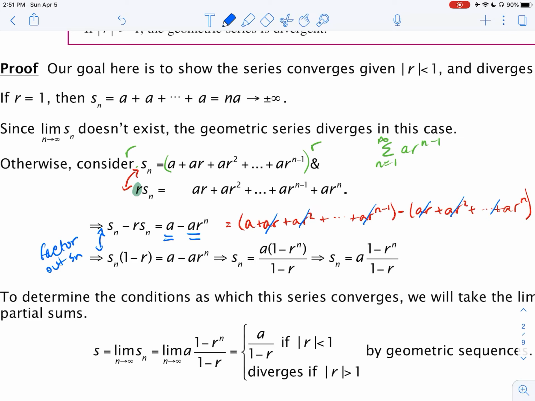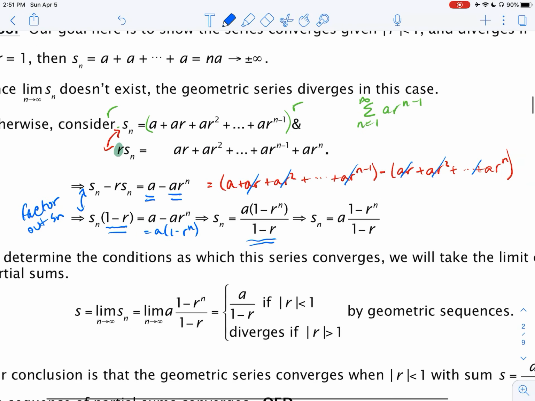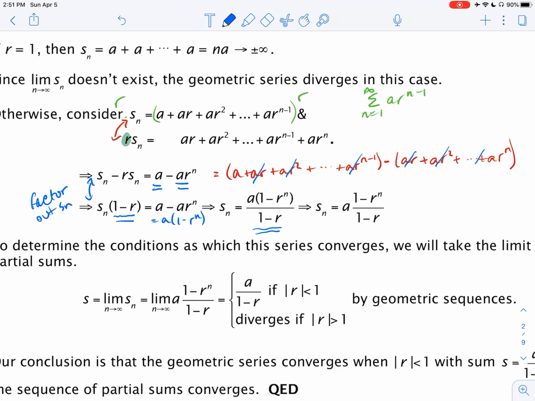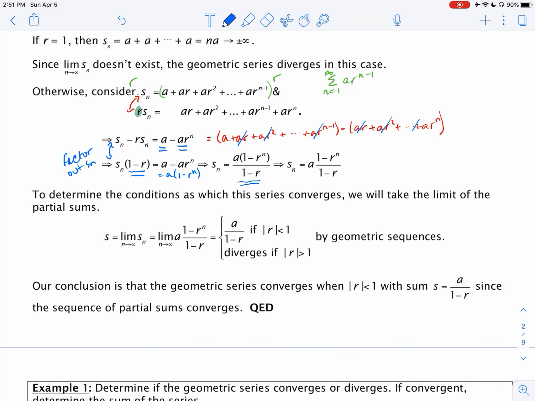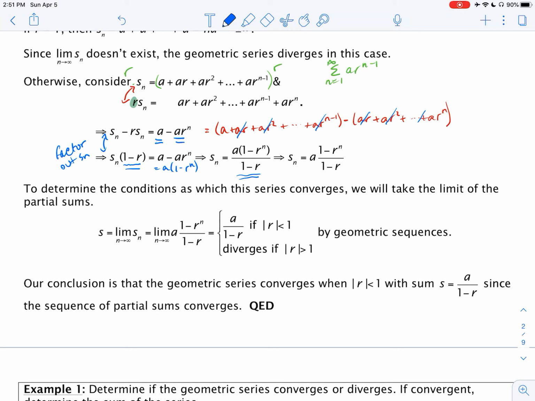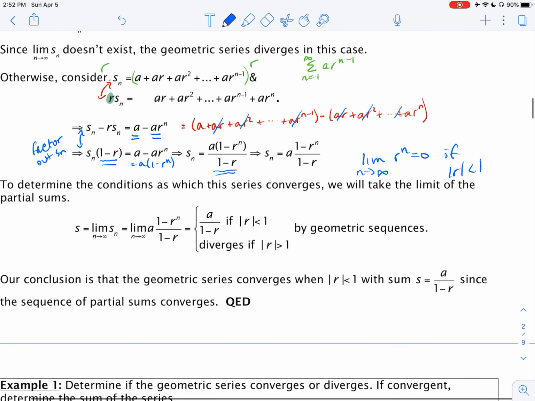And so when we divide both sides by the coefficient 1 minus r, we would get a times, and if we factored out the a, we'd get 1 minus r to the n. So that's how you get this expression here. And here we just put the a on the outside. So remember that theorem from section 11.1, the limit as n goes to infinity of r to the n equals 0 if the absolute value of r is less than 1, because this is equivalent to minus 1 less than r less than 1.